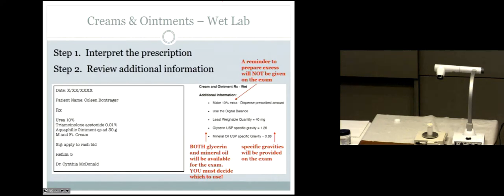Well, again, you're going to work on this yourself. I'm not going to do any calculations for you, but let's look at your wet lab. I want to cover a couple of things real quick just to make sure you are successful out there. All right? Your prescription is for Colleen Bontrager. Also, again, you don't have to fill out the formulation record, so don't waste your time with the formulation record.